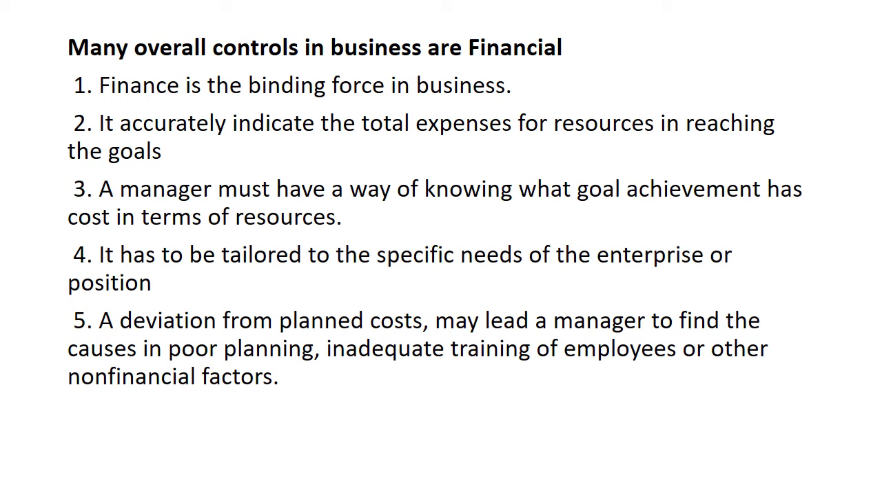A deviation from plan cost may lead a manager to find the causes in poor planning and inadequate training of employees or other non-financial factors. So the manager should be able to find the causes. What are the causes for this poor planning? All that is done in the financial sector.